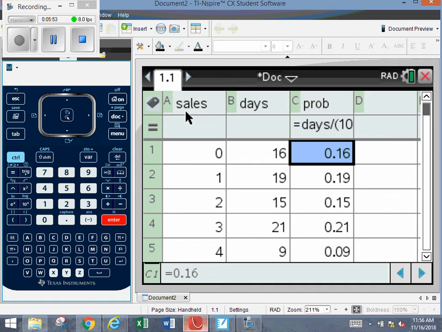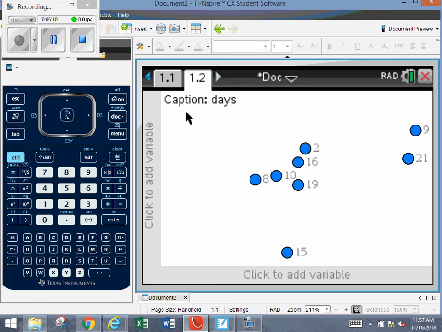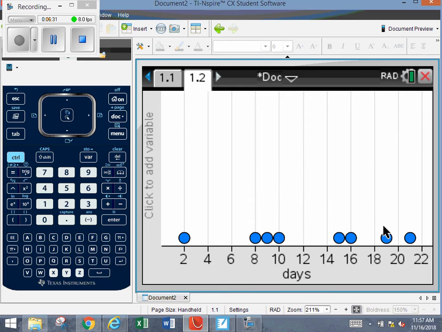But luckily, we can use our calculator. It'll do it for us, right? How are we going to do that? We're going to hit dot, insert, and we're going to go data and statistics. So number 7, data and statistics. It's okay if it doesn't look exactly good. Because what you're going to do is let your x-axis be the variable days. You're going to click.